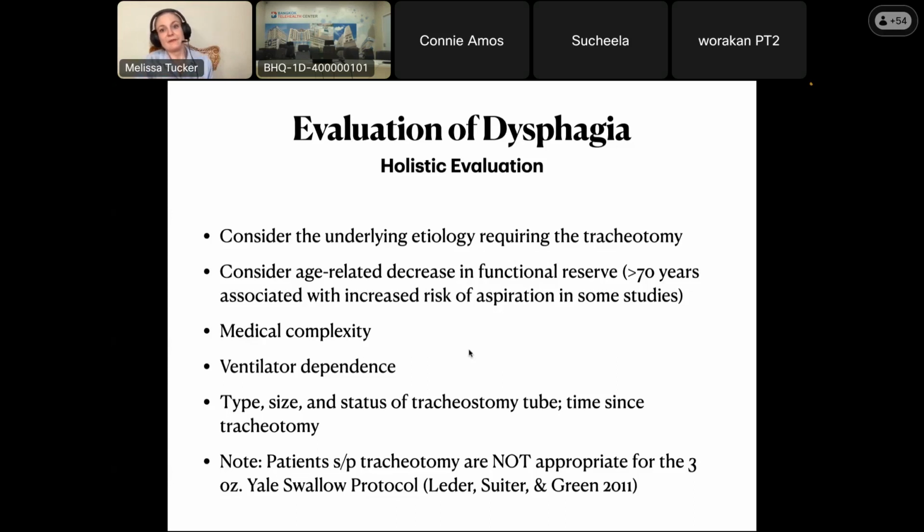So the bottom line, the take-home message from this slide is that just like any other patient with dysphagia, we want to look at the whole picture of the patient, and we want to gather some specific information about their tracheostomy.